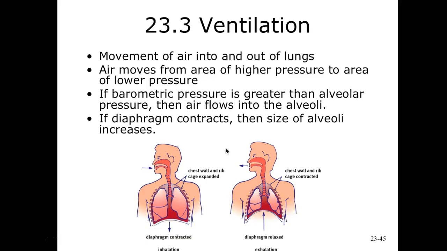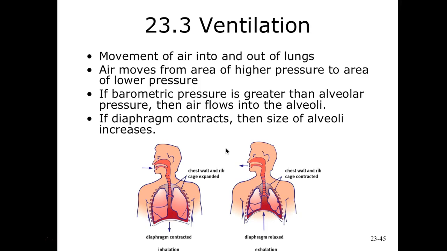Next, we're going to talk about ventilation. We said the term ventilation just means moving the air in and out of our lungs, no gas exchange taking place. The way we're going to move the air is that we are moving from an area of higher pressure to an area of lower pressure. If our barometric pressure, meaning the air outside of our body, is greater than the alveolar pressure, meaning the pressure within the air sacs, our alveoli, then air is going to flow into the alveoli.